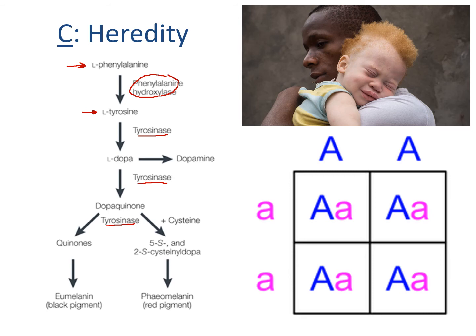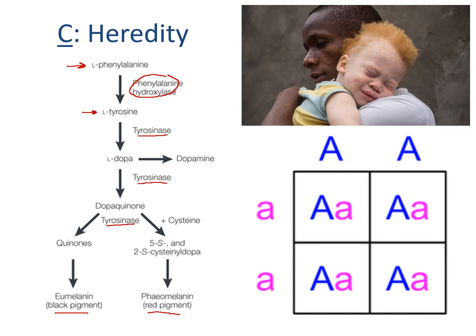So notice that we have a branch of this whole metabolic pathway that produces eumelanin. That's the black pigment. We have another branch that produces pheomelanin, which is the red pigment. If you don't have functional tyrosinase, the reactions that are required to make these pigments can't occur, and you can't produce any pigment. You have something called albinism.